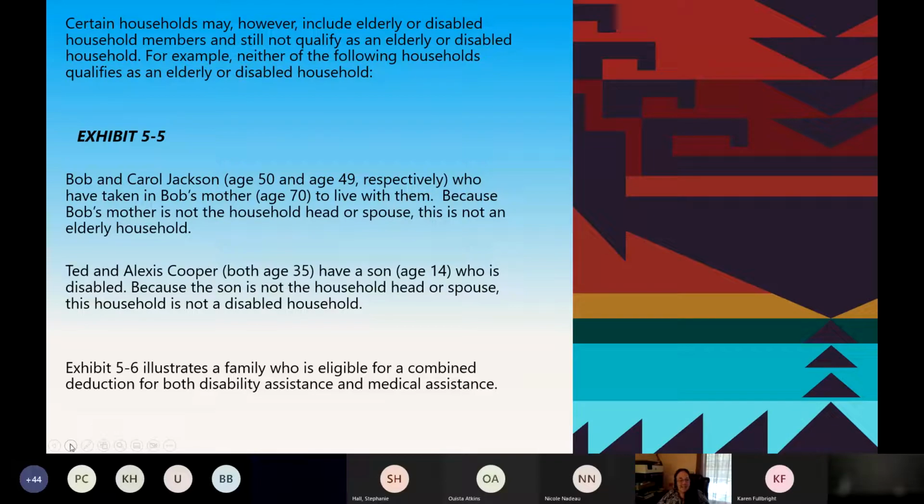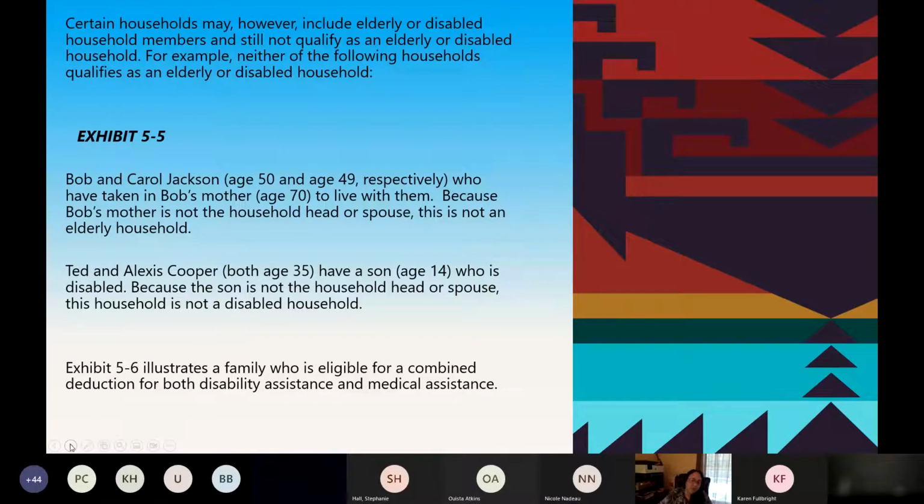Ted and Alexis, both 35, have a son who is 14. He is disabled. Because the son is not the household head, spouse, or co-head, the household is not a disabled household.